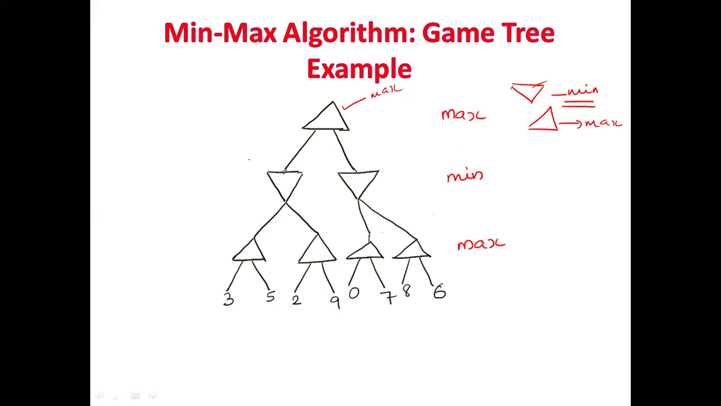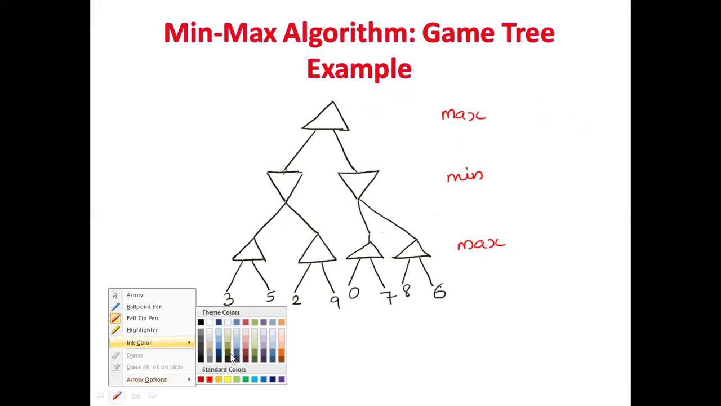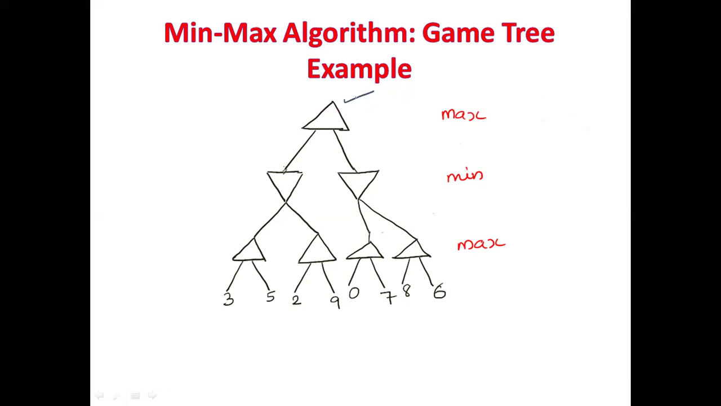The game tree consists of multiple layers representing different decision paths in the game. At the top is the maximizing player. We are calling it as the max, whose objective is to choose the move that results in the highest possible score. Max evaluates all possible outcomes and picks the best option available.